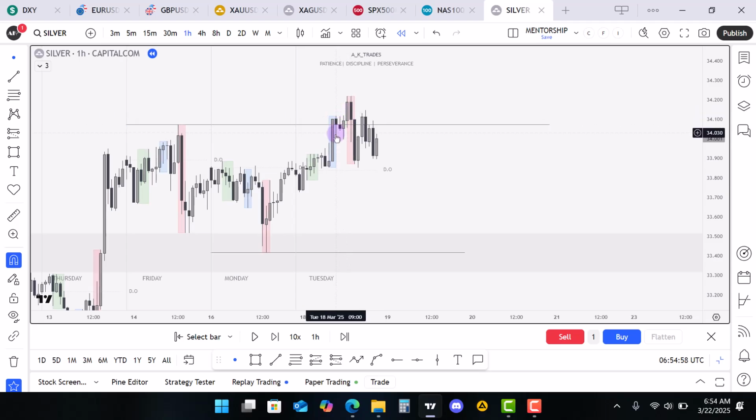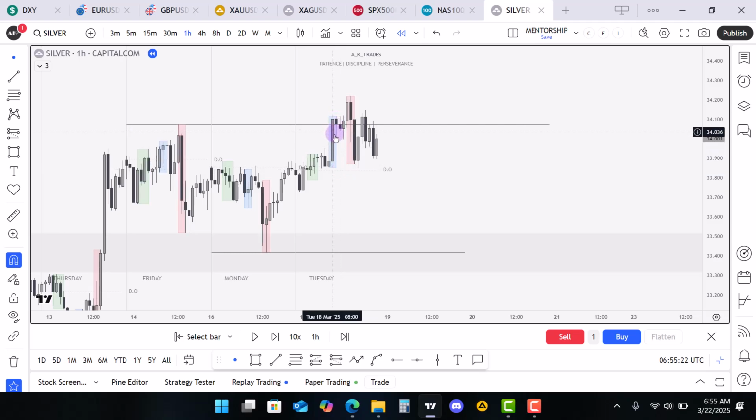So immediately we come back and then disrespect this daily fair value gap. I am very confident that price will be going lower. This is in the sense that if we are in a bullish market condition, we are expecting that bullish PD arrays should be respected and then bearish PD arrays should be disrespected.